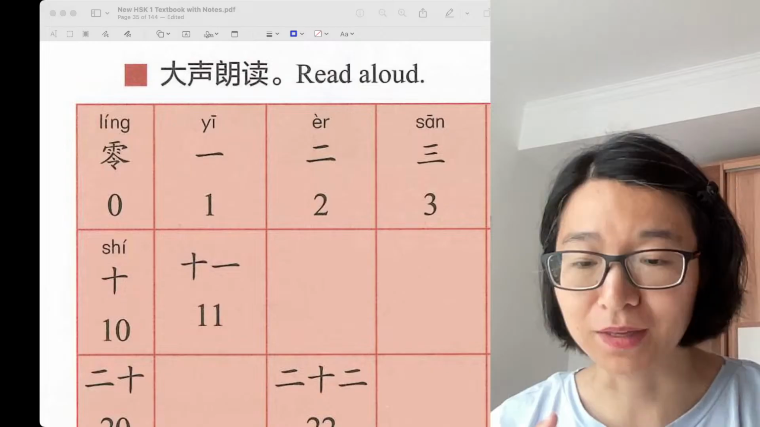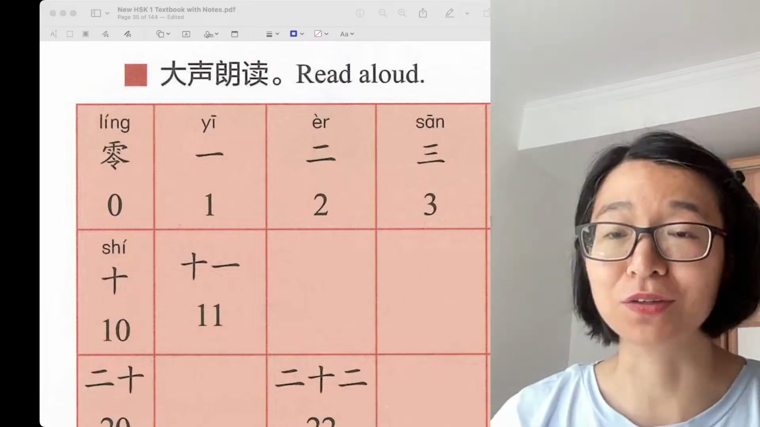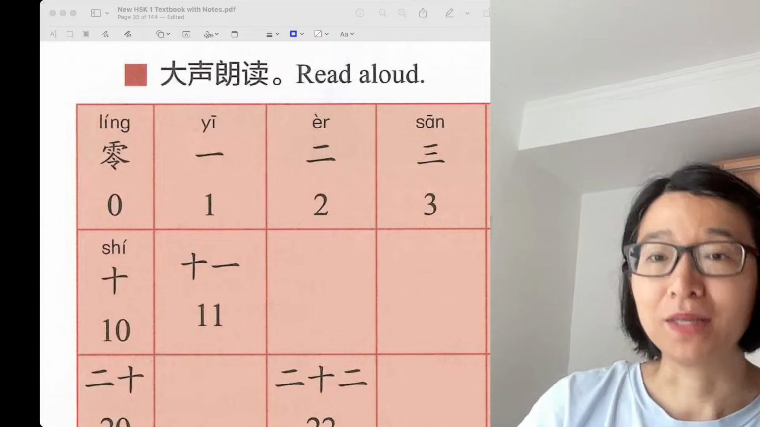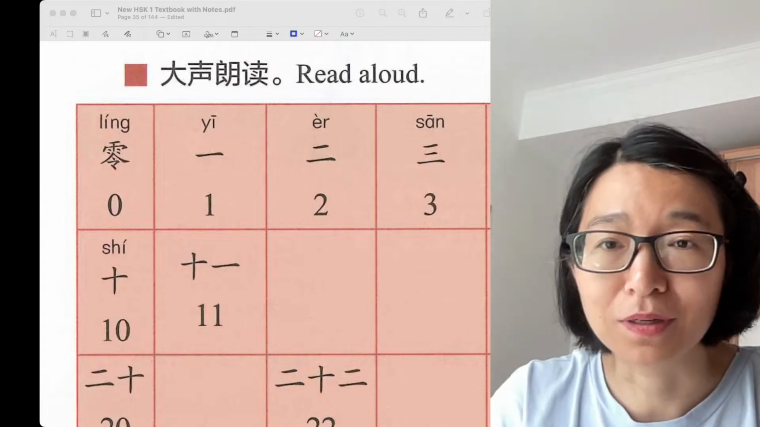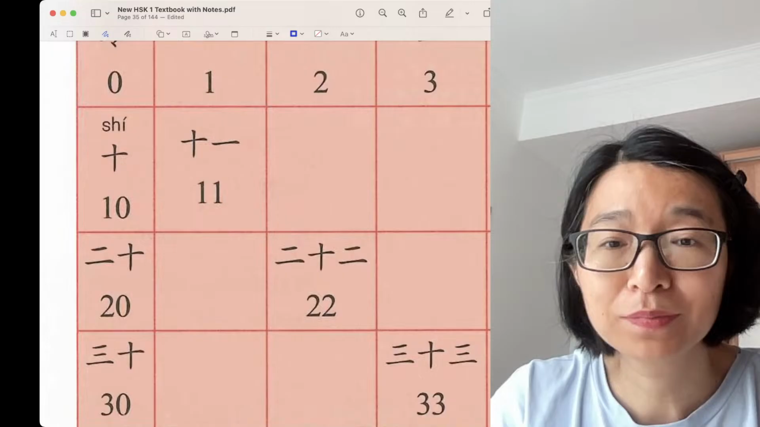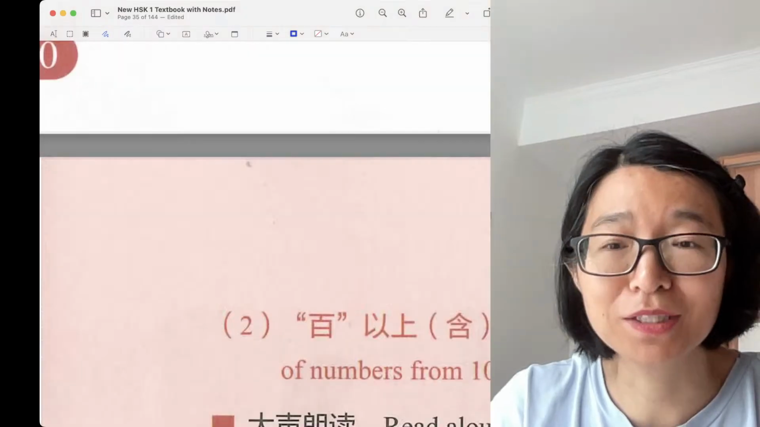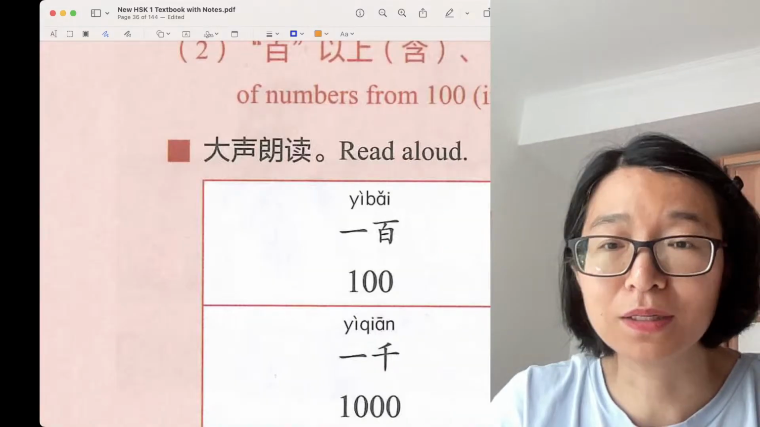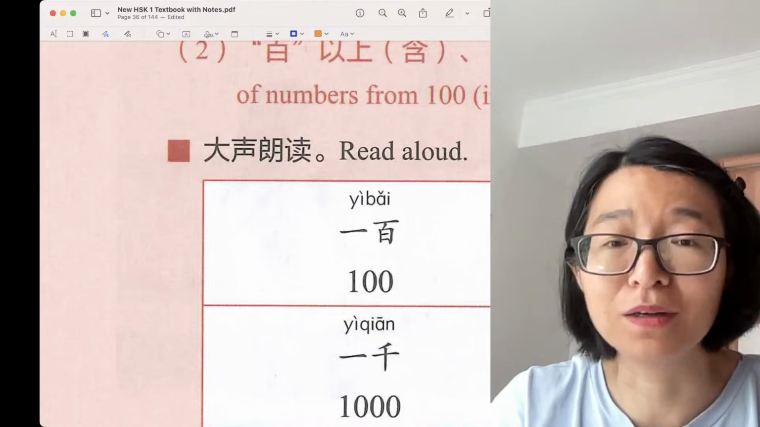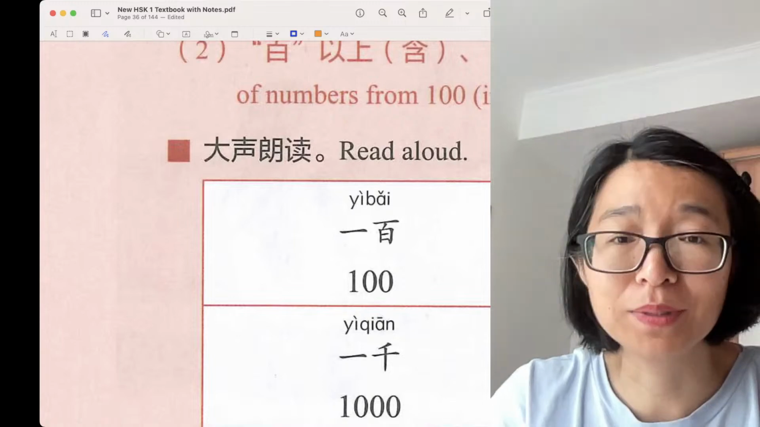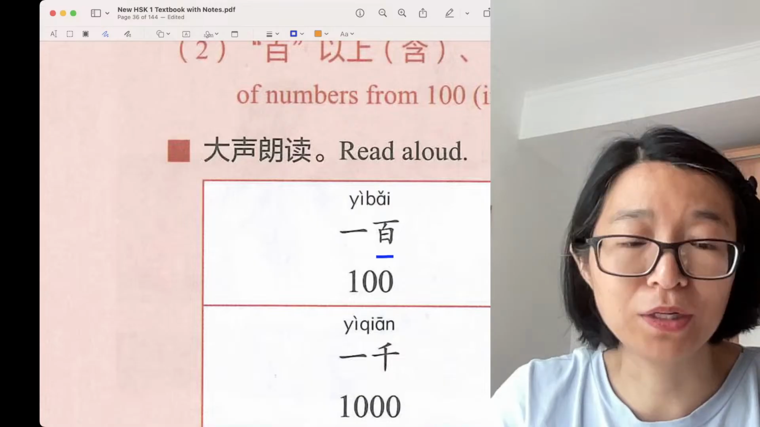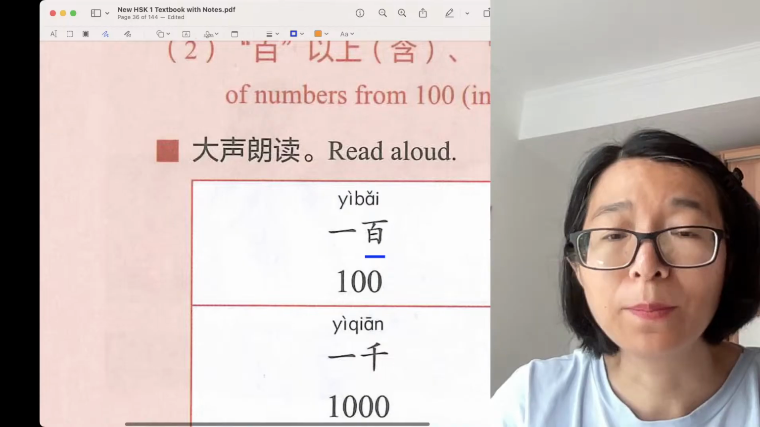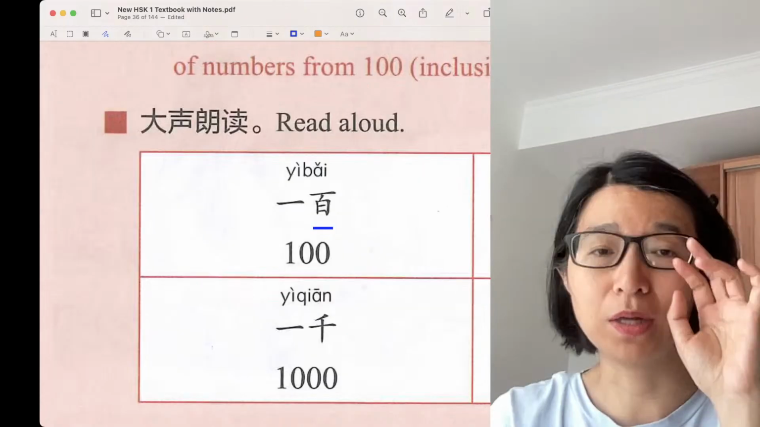一百, 100. Okay, I hope you can say 0 to 100 as well. Let me know if you have any questions about numbers. Yeah, I am very interested in counting the Chinese numbers. Now we are going to learn how to say big numbers. Do you love big numbers? Yeah, I do. I love big numbers. Okay, now 100 in Chinese, how do you say it? 百, that is 100.